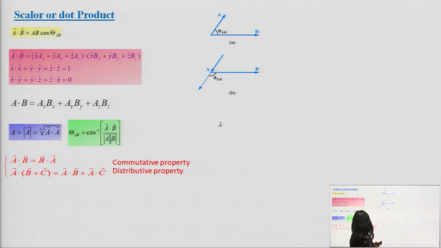Further we will see, here is the scalar or dot product. We already saw that the mathematical expression of the dot product is this, where a and b are the magnitudes of a and b respectively. Cos theta is the cosine of the angle between a and b. One more thing is that we need to always take the smaller angle.